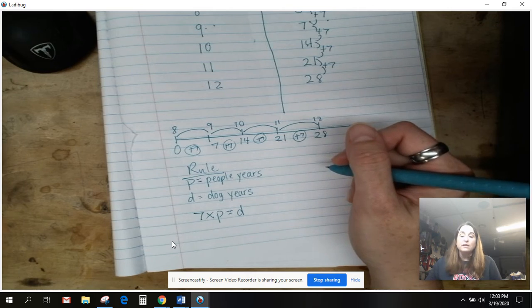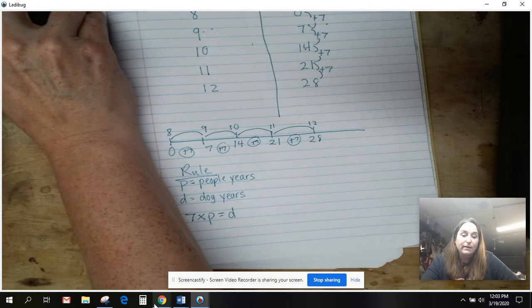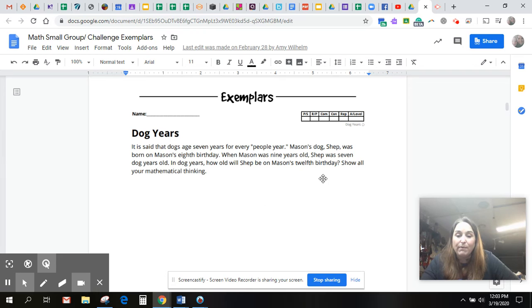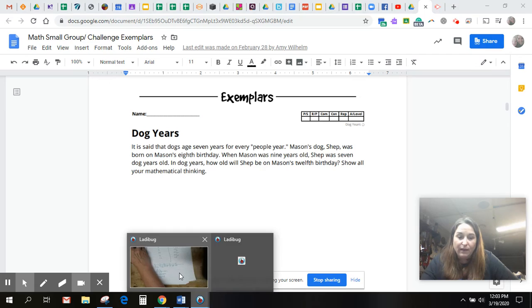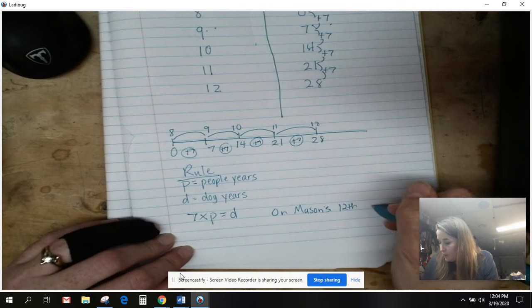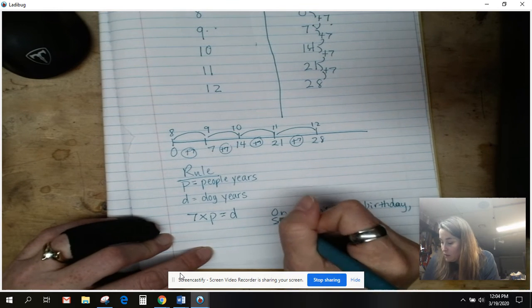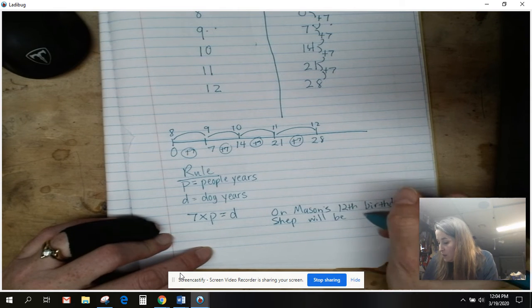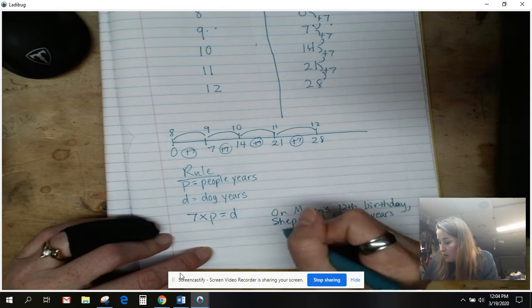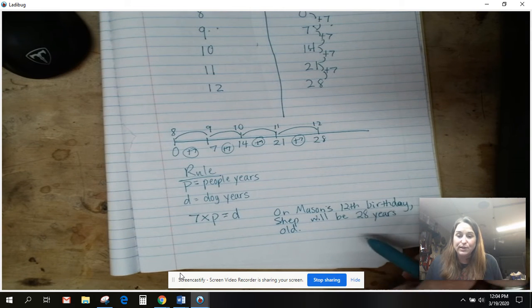So something we talk about in class is called CSRQ, complete sentence restate question. So in this situation, the question stated, if we go back, in dog years, how old will Shep be on Mason's 12th birthday? So thinking about CSRQ, how could we restate that question with the answer in it? On Mason's 12th birthday, Shep will be 28 years old. So our CSRQ statement, taking the question and restating it with the answer included.